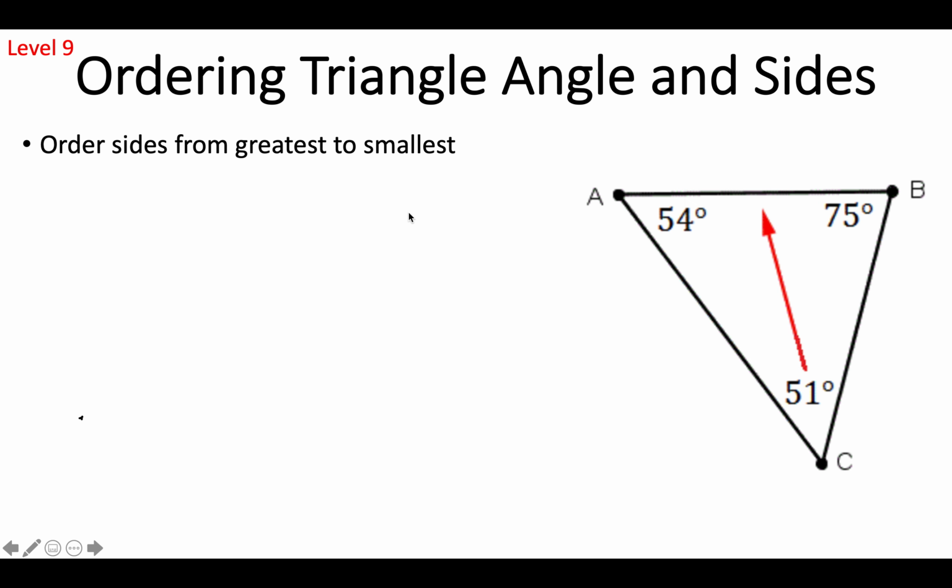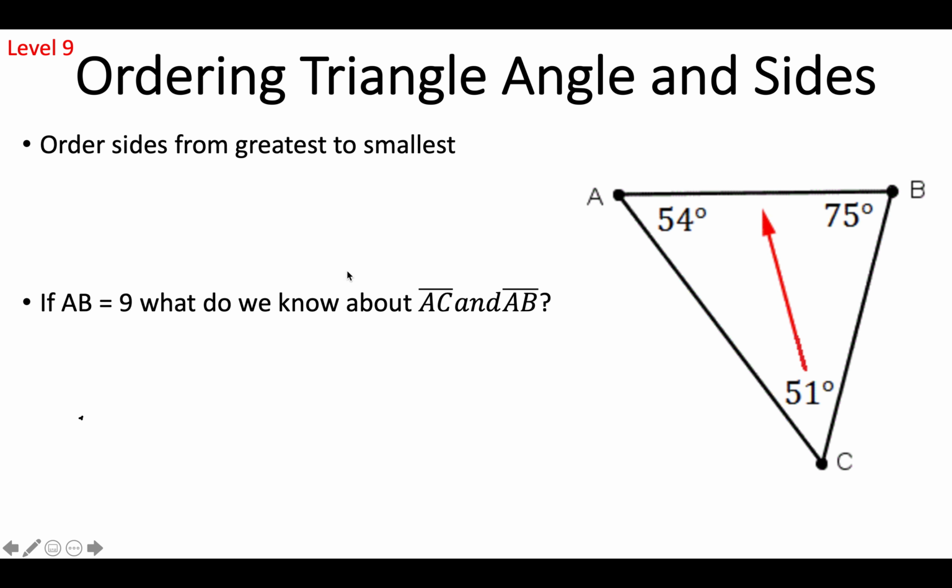This one says order the sides from big to small. Be careful of that. So the biggest number is 75. Across from it, AC is the biggest side. Middle, across, BC is the middle side. 51, smallest, across, AB is the smallest side. If we know that AB equals 9, we know that AC is bigger than AB, right? If we know that CB is 21, across from the middle, AC, we know that AC is bigger than 21.